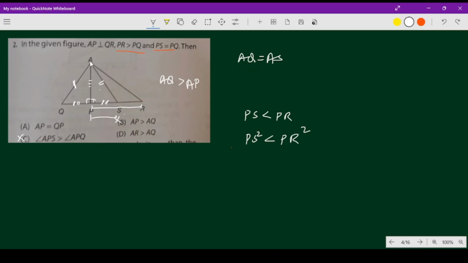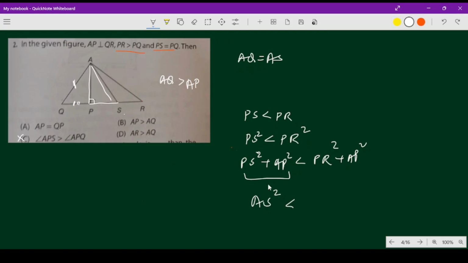Now, if I add AP square to this inequality, PS square plus AP square is less than PR square plus AP square. Now, if we see clearly, in this triangle APS, AP square plus PS square is nothing but AS square. And in the same way, in this triangle APR, AP square plus PR square is equal to AR square.